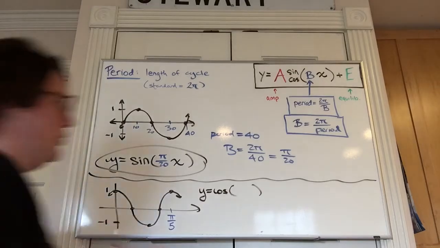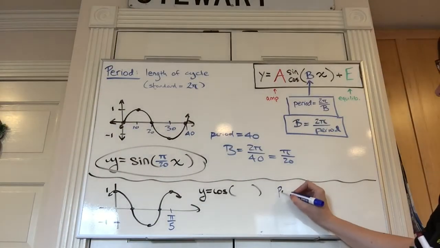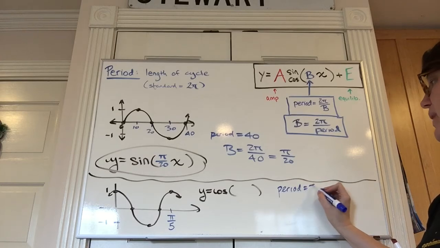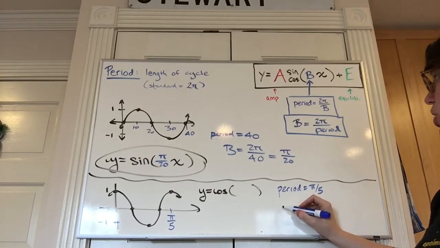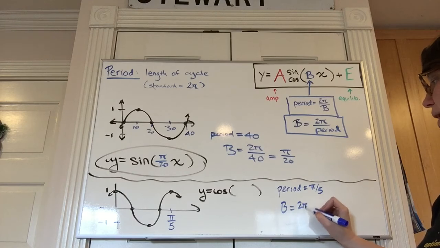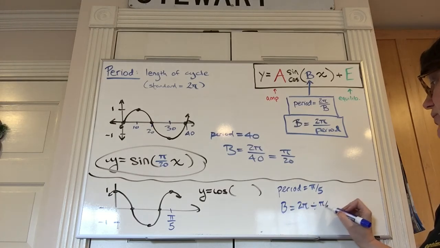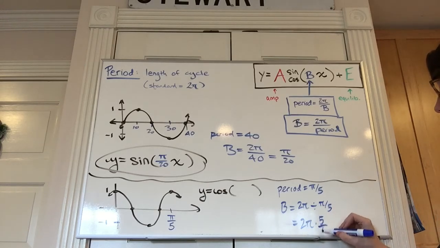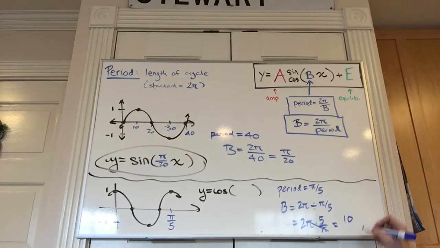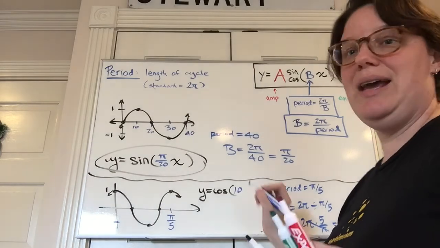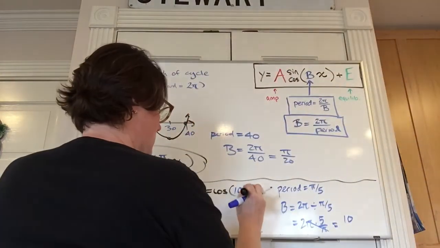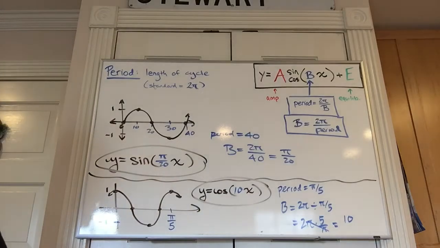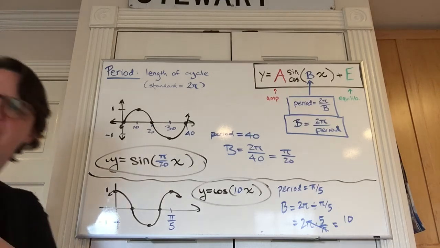And to figure out the b value, I can say, okay, the length of a full cycle was pi over 5. So the b value has got to be 2 pi divided by pi over 5. Okay, so dividing by a fraction, that's just multiplying by the reciprocal. So the pi's cancel. I have 2 times 5, which is 10. The b value is 10. This is the graph of the cosine of 10 times x. Boom. It's that easy.